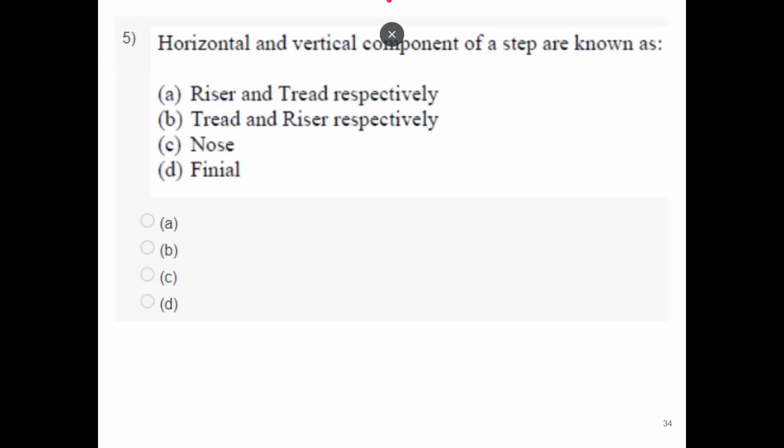Fifth question. Horizontal and vertical component of a step are known as A. Riser and tread respectively. B. Tread and riser respectively. C. Nose. D. Finial. So which is the correct option? We have already discussed this many times. The horizontal component is called the tread, and the vertical component is called the rise or riser. So B, tread and riser respectively, is the correct option.